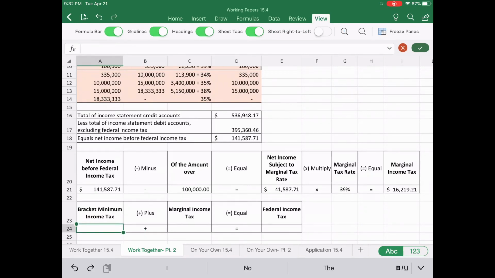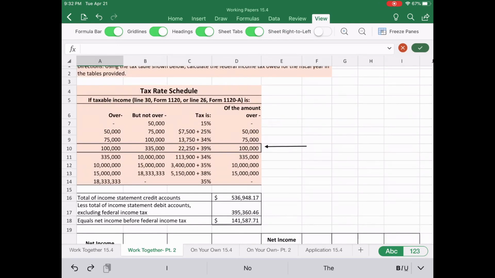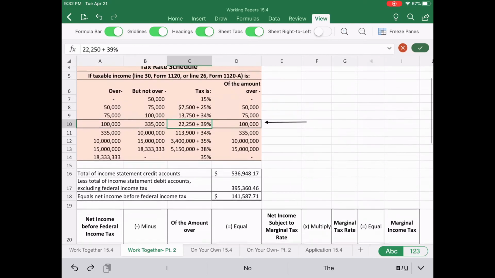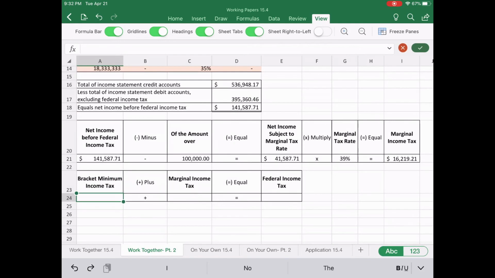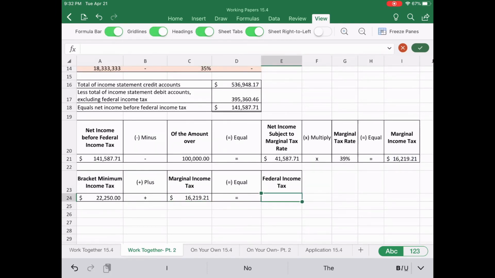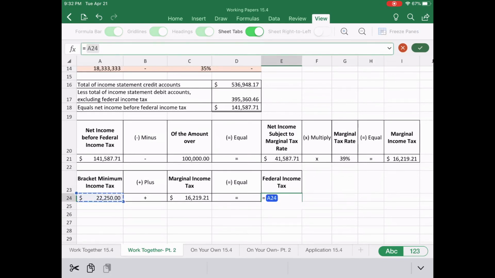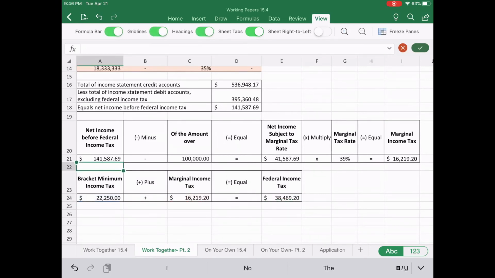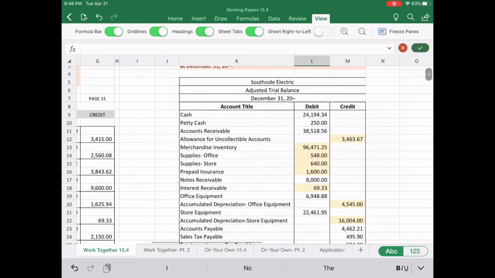All right, bracket minimum income tax. Again, we come back up to this tax schedule. Our bracket minimum income tax is $22,250. So we put that number, $22,250, plus the marginal income tax, which we found over here. So you can just click on that cell if you want. $16,219.21, and then perform that calculation. So $22,250 plus the marginal income tax equals $38,469.20. We're going to take that number and come back over to our trial balance sheet.